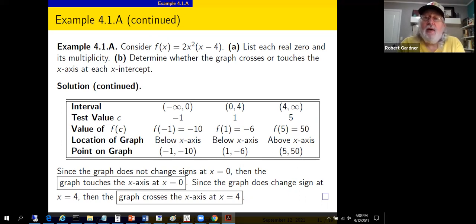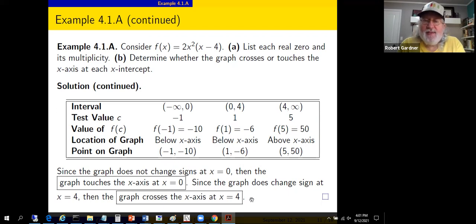So what's up with part B? Determine whether the graph crosses or touches the x-axis at each x-intercept. So we found the x-intercepts of 0 and 4 in part A. Since the graph does not change signs at 0, by which I mean reading from left to right, it's below the x-axis and remains below the x-axis. Better yet, it's negative and it remains negative. Then it didn't cross the x-axis. It must have touched it. But it does change sign from negative to positive. It goes from below the x-axis to above the x-axis at x equals 4.